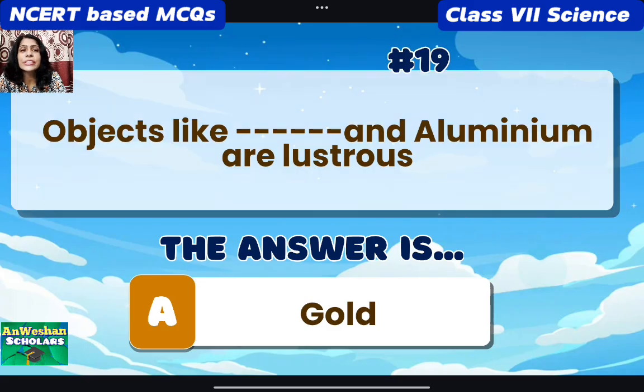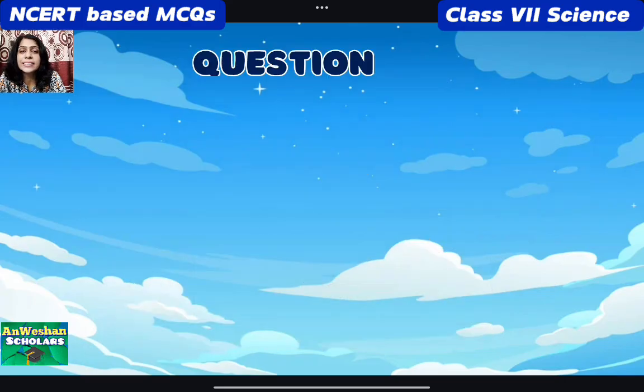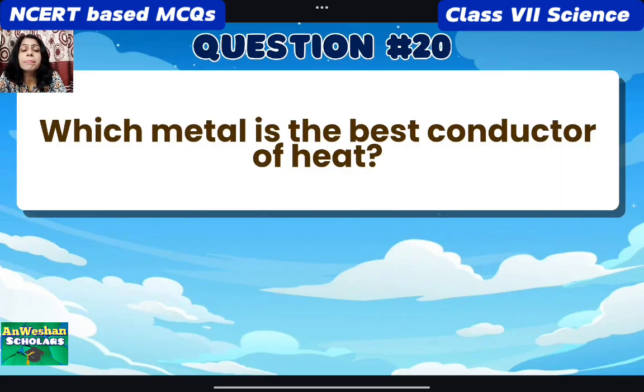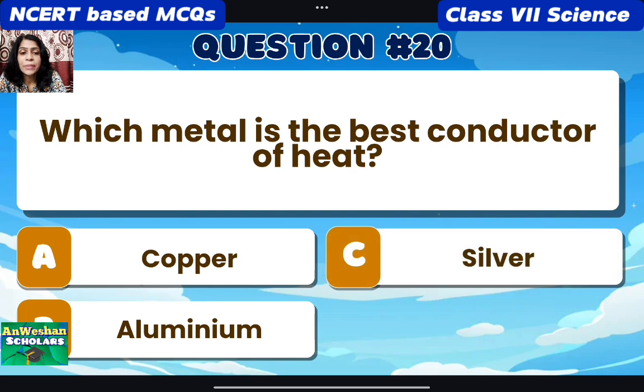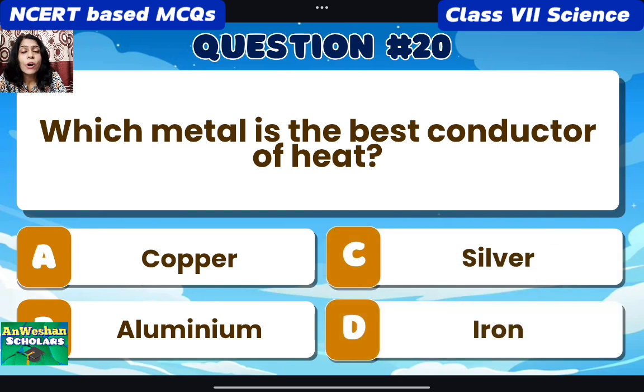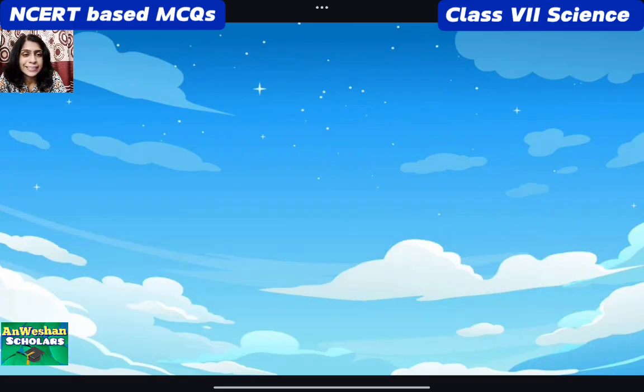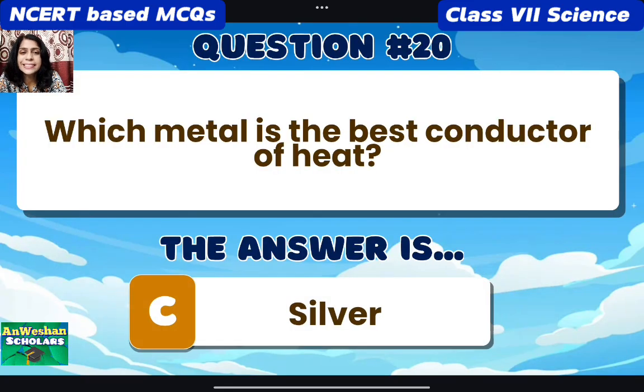Now moving on to the last question of our session. Which metal is the best conductor of heat? Do you know? Option A, copper. Option B, aluminium. Option C, silver. Option D, iron. While all our options are metals, the best conductor of heat is? What is the answer? Yes, it is option C, silver.